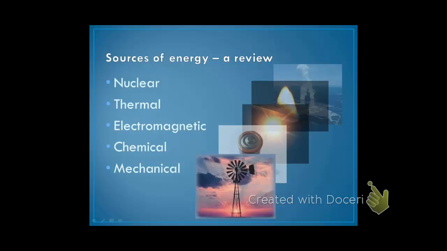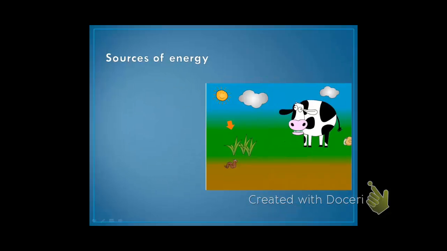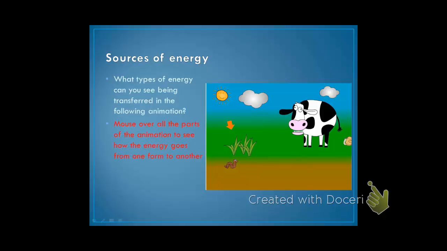All right. So the one we're focusing on for this unit is chemical energy. Take a look. What types of energy do you see being transferred in the following animation? Remember that energy transfers. As you watch, I'm going to mouse over the parts of the animation to see how the energy goes from one form to another. And remember that the energy units are in kilojoules.